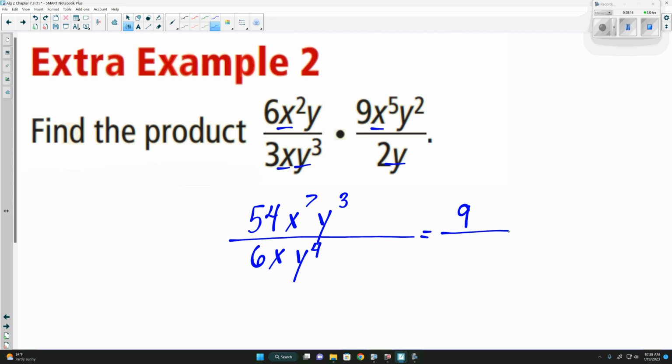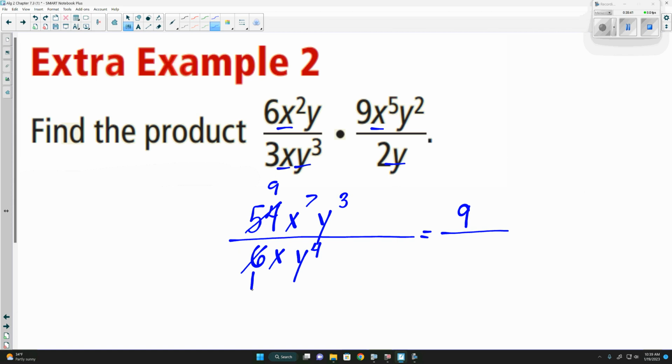So we have 9 on top, yes? Because 54 over 6 is 9. Since it doesn't have a denominator, it goes in the numerator. Because really what we're saying is 6 goes into 54 how many times? 9. So that becomes 9. The 6 becomes 1. Because we essentially factored 6 out of both, and it canceled.